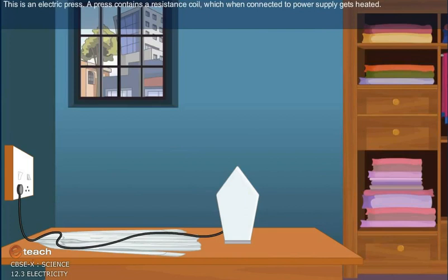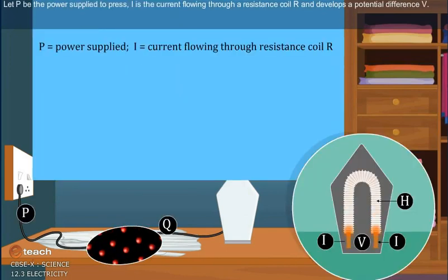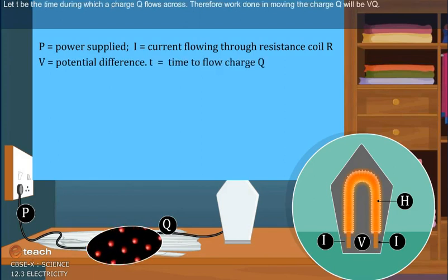This is an electric press. A press contains a resistance coil which, when connected to a power supply, gets heated. Let P be the power supplied to the press. I is the current flowing through resistance coil R and develops potential difference V. Let T be the time during which the charge Q flows across.